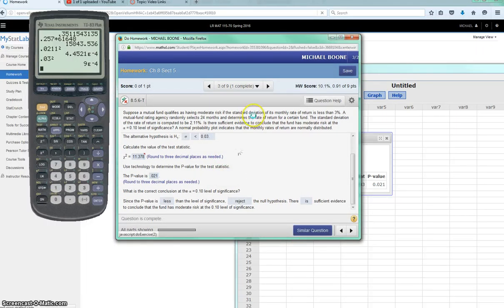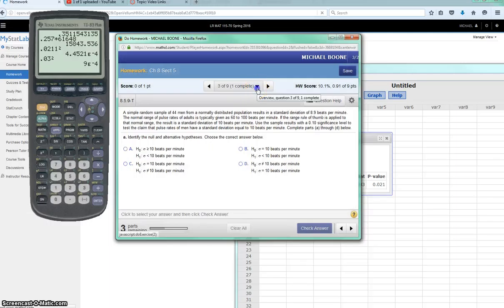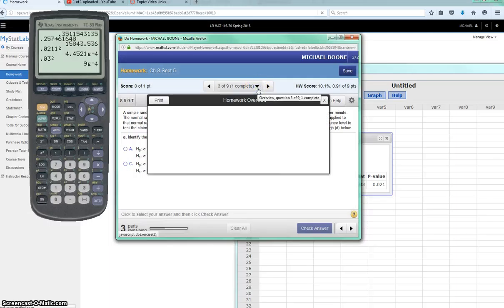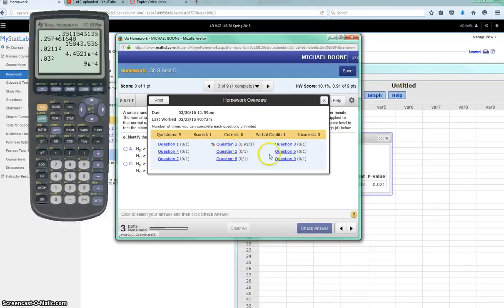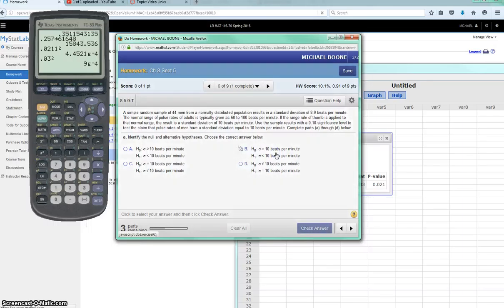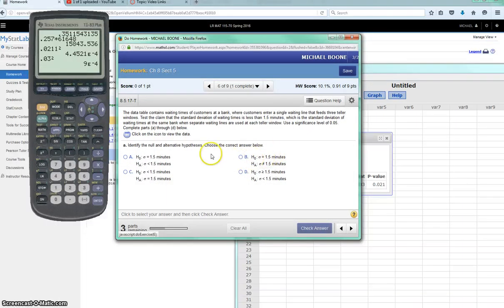So let's do one more of these, since that one didn't work out exactly how I had hoped with that test statistic. Let's look at number 6. So the data table contains waiting times. So here we have data, right? Tests claim that the standard deviation of waiting times is less than 1.5 minutes. So our null standard deviation is 1.5 and our alternative is less than 1.5. So that seems pretty good.